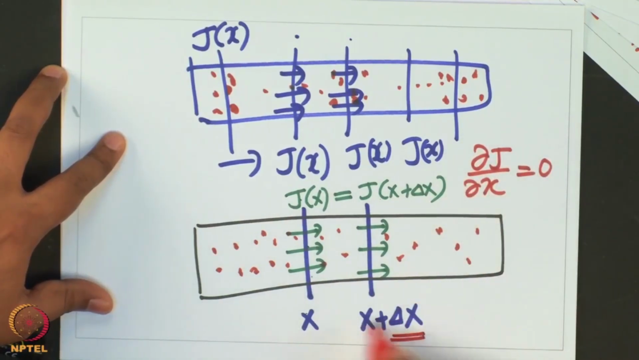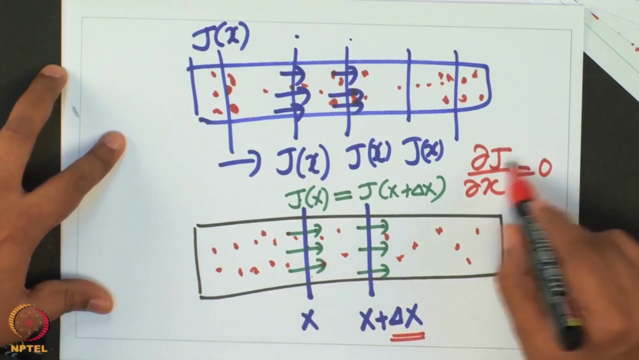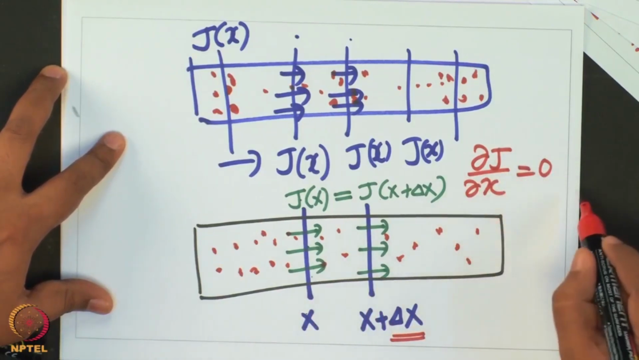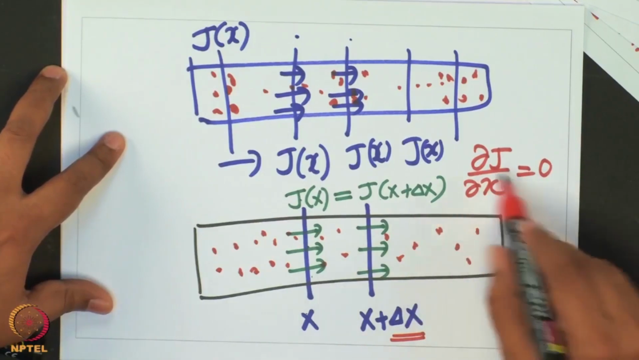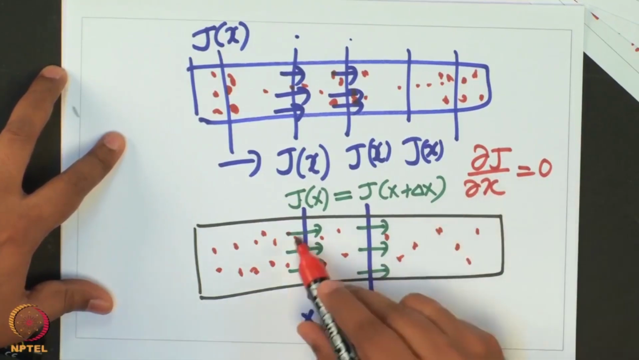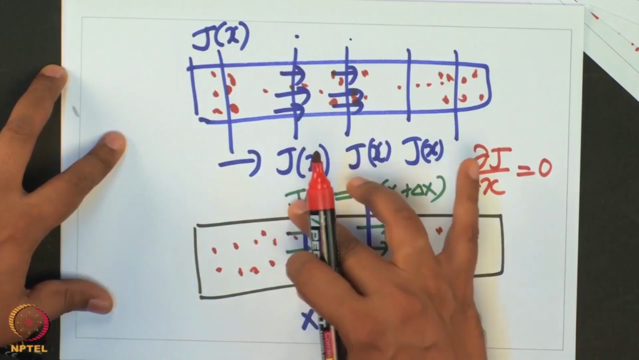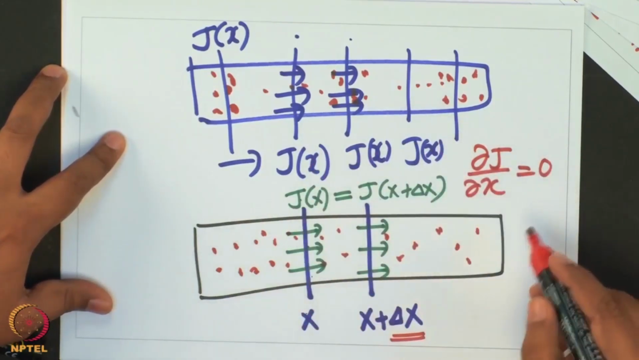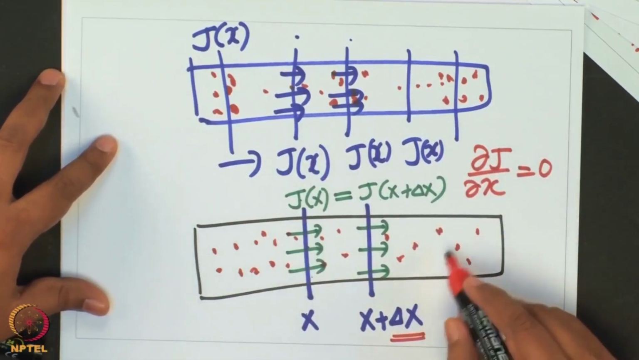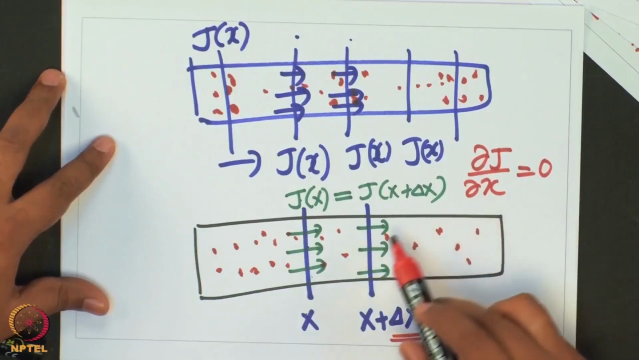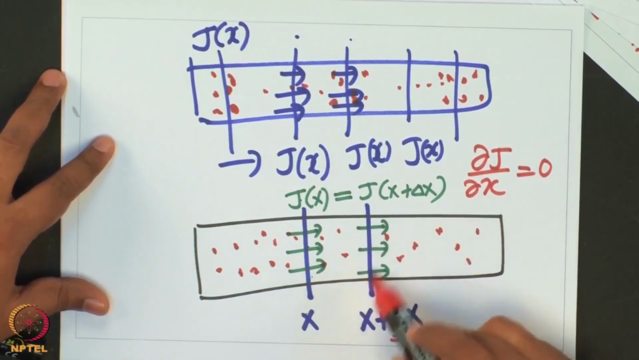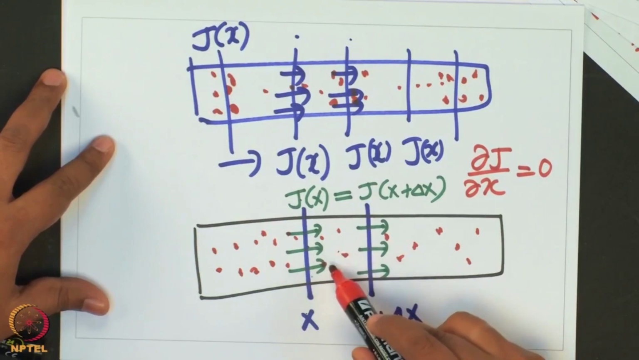The assumption here is, of course, that these two are very close to each other, delta x is very small. Then I can write del J by del x is 0. So if del J by del x is 0, that means the flow here is the same as the flow here, then the claim is that the concentration will not change with time. The concentration here will remain constant over time.